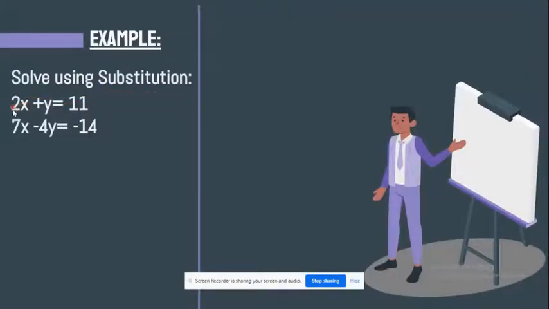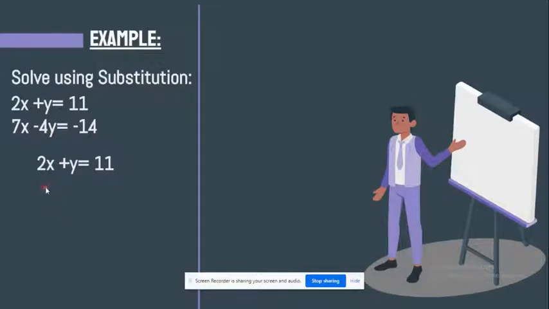Solve using substitution. We have 2x plus y equals 11 and 7x minus 4y equals negative 14. So the first step is to choose the simpler and easier equation. In your opinion, which equation is easier? You just have to choose one and write it down. To me, I'm going to choose the first one, which is 2x plus y equals 11. It's simpler and easier to me.